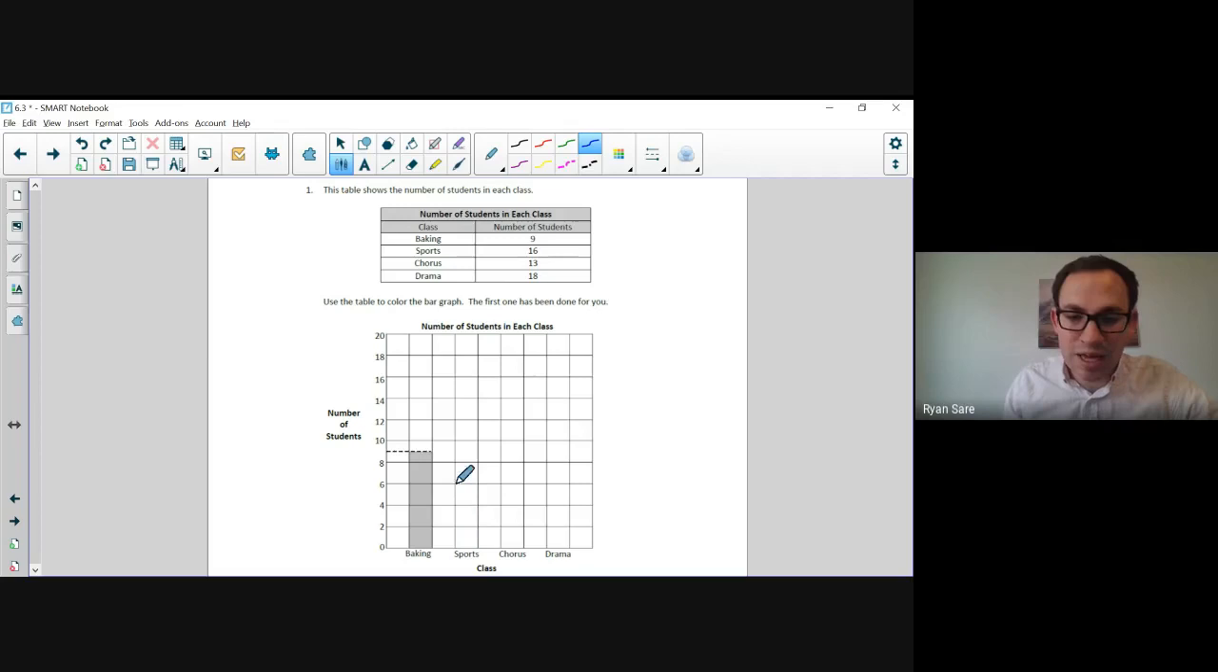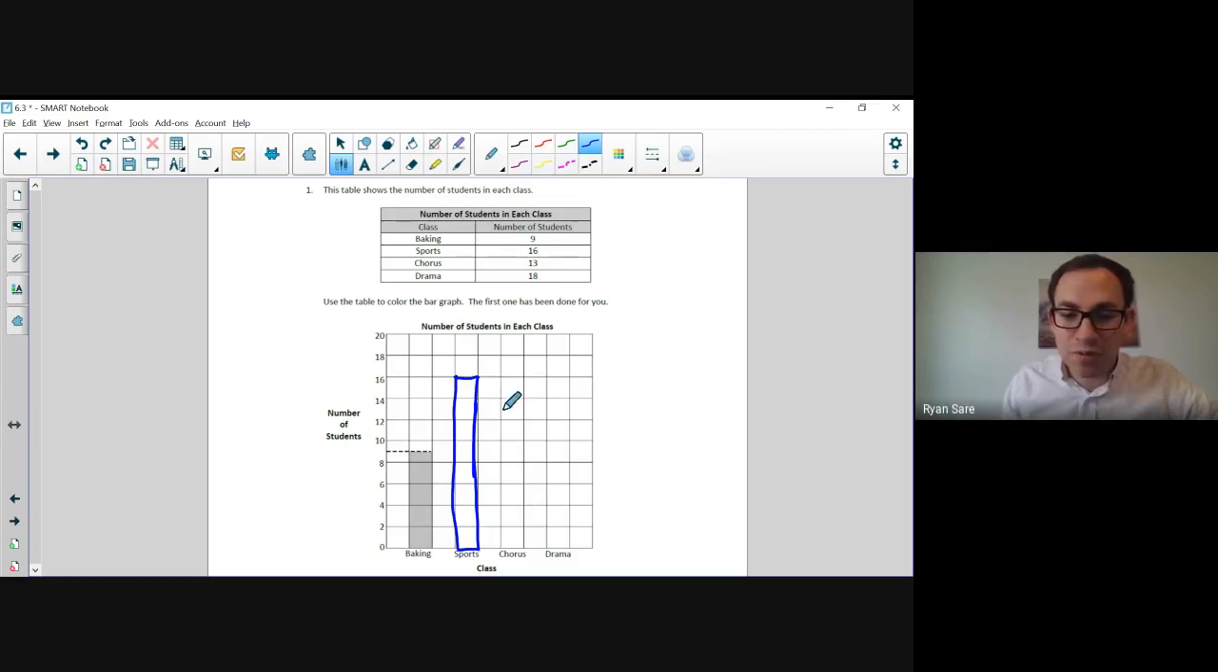So here's my sports one, and I want to go up to this 16 point. Now, the 16 is matched up with this line. That's the idea. If it's on this line, it is equal to 16. So I'm going to put my line right there. That is 16. I'm going to fill in the rest of my box. Now it creates a bar because it goes all the way down to 0, always, always, all the way down to 0. Chorus is at 13.